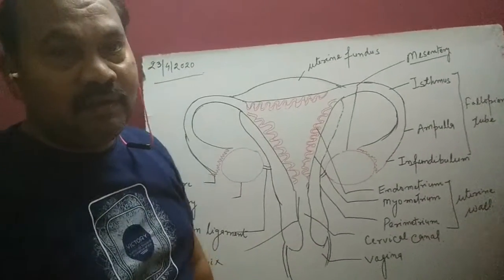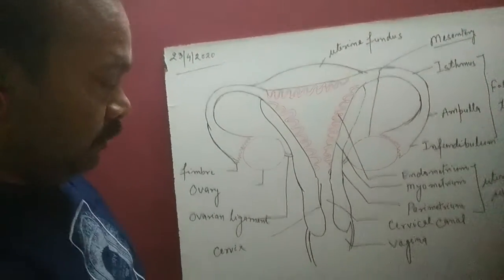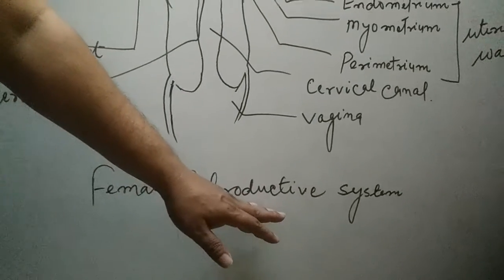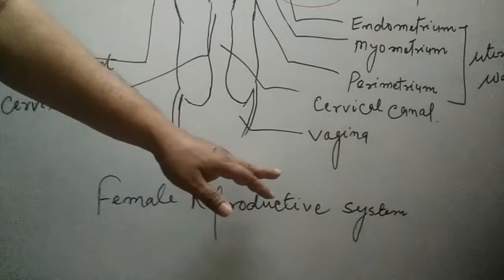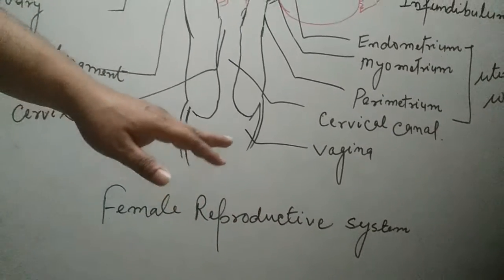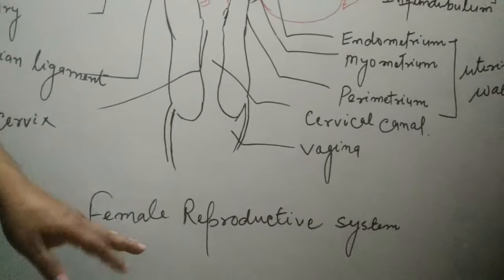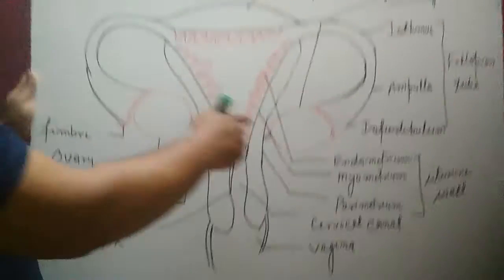Good morning, student. Today I will discuss a new topic, the female reproductive system. It is a simple part of sexual reproduction in human beings. In the female reproductive system, there is one pair of ovaries.